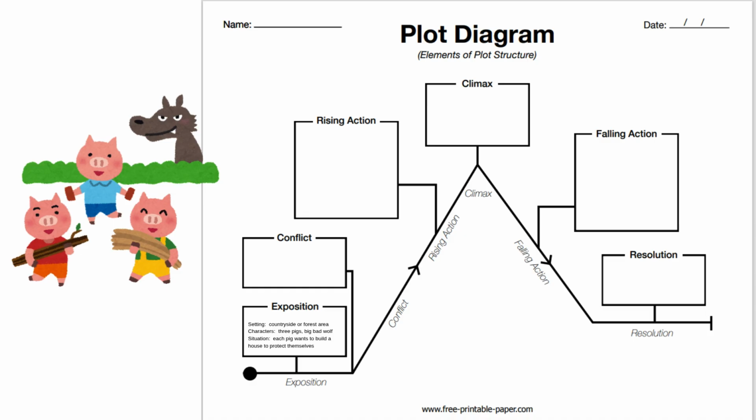The story begins by introducing the three little pigs who each decide to leave home and build their own houses. Setting, countryside or forest area. Characters, the three pigs and the big bad wolf. Situation, each pig wants to build a house to protect himself from danger. Purpose, introduces the main characters and the central problem. The pigs must build safe homes to protect themselves from the wolf.